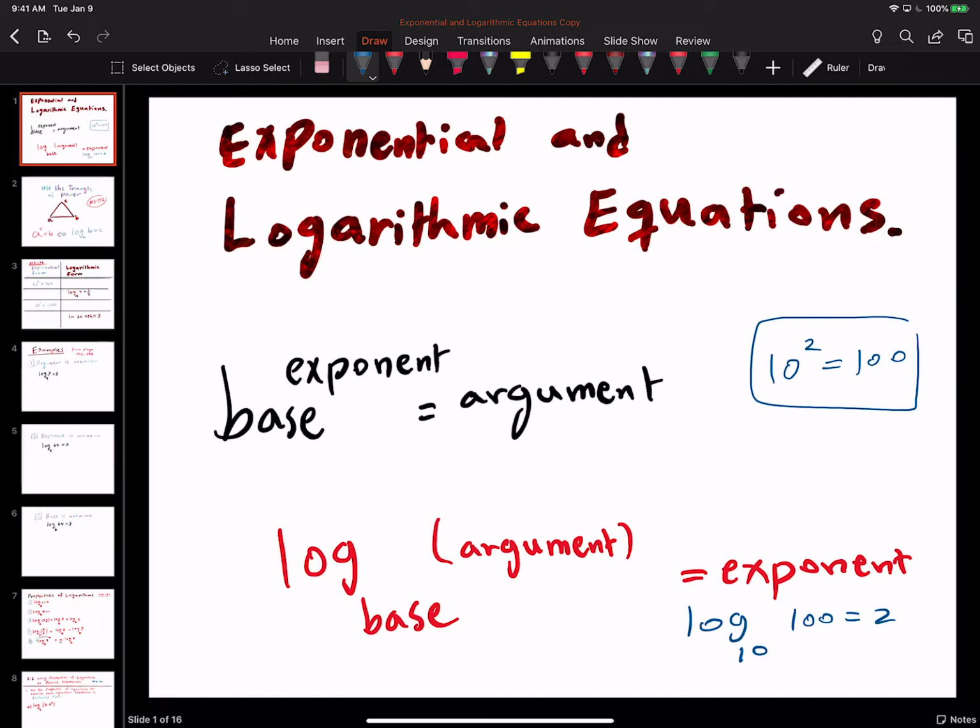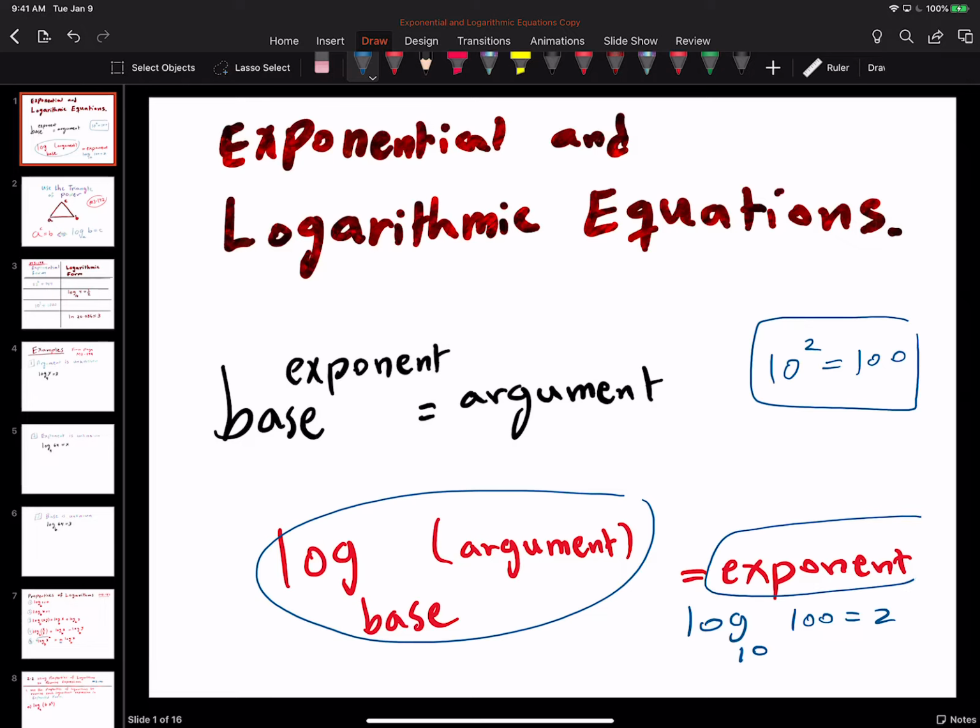Writing the whole thing in logarithmic form, we start with log of the argument, base goes down, and the output will be the exponent. So writing this in a different way, it's right here: log 100 base 10 equals 2.